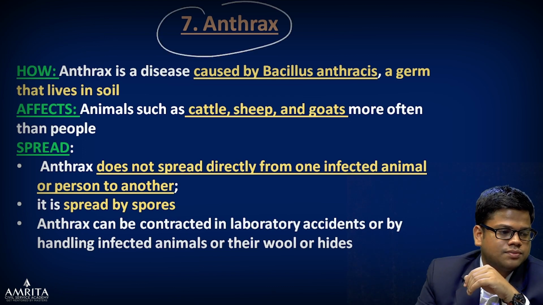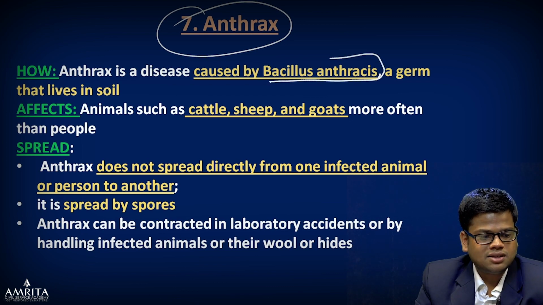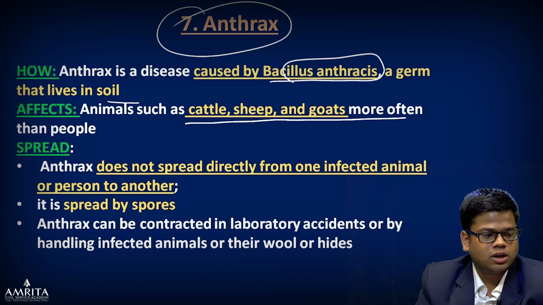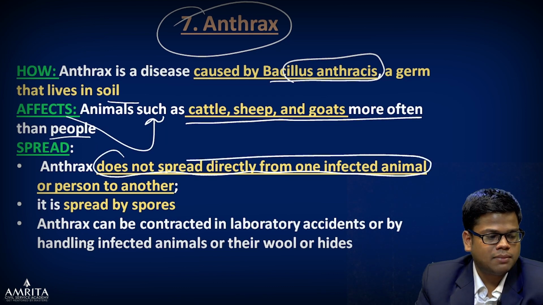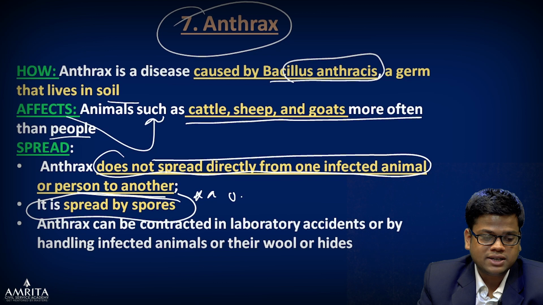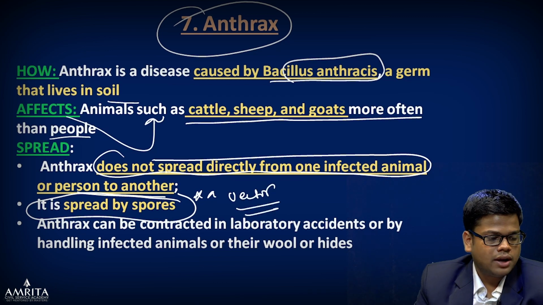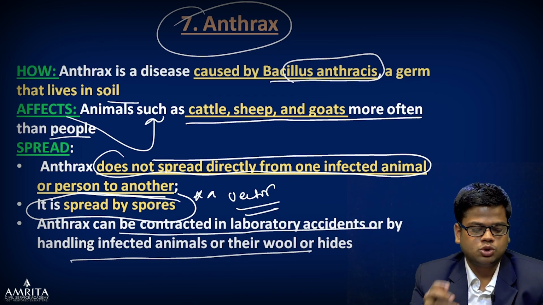Next is anthrax. So anthrax is a disease caused by Bacillus anthracis, a germ that lives in the soil. Animals such as cattle, sheep, goat are affected more often than people, right? It does not spread directly from one infected animal or person to the other. It is spread by the spores. So it needs a vector. Anthrax can be contracted in a laboratory accident or by handling the infected animal or their wounds or the hides.